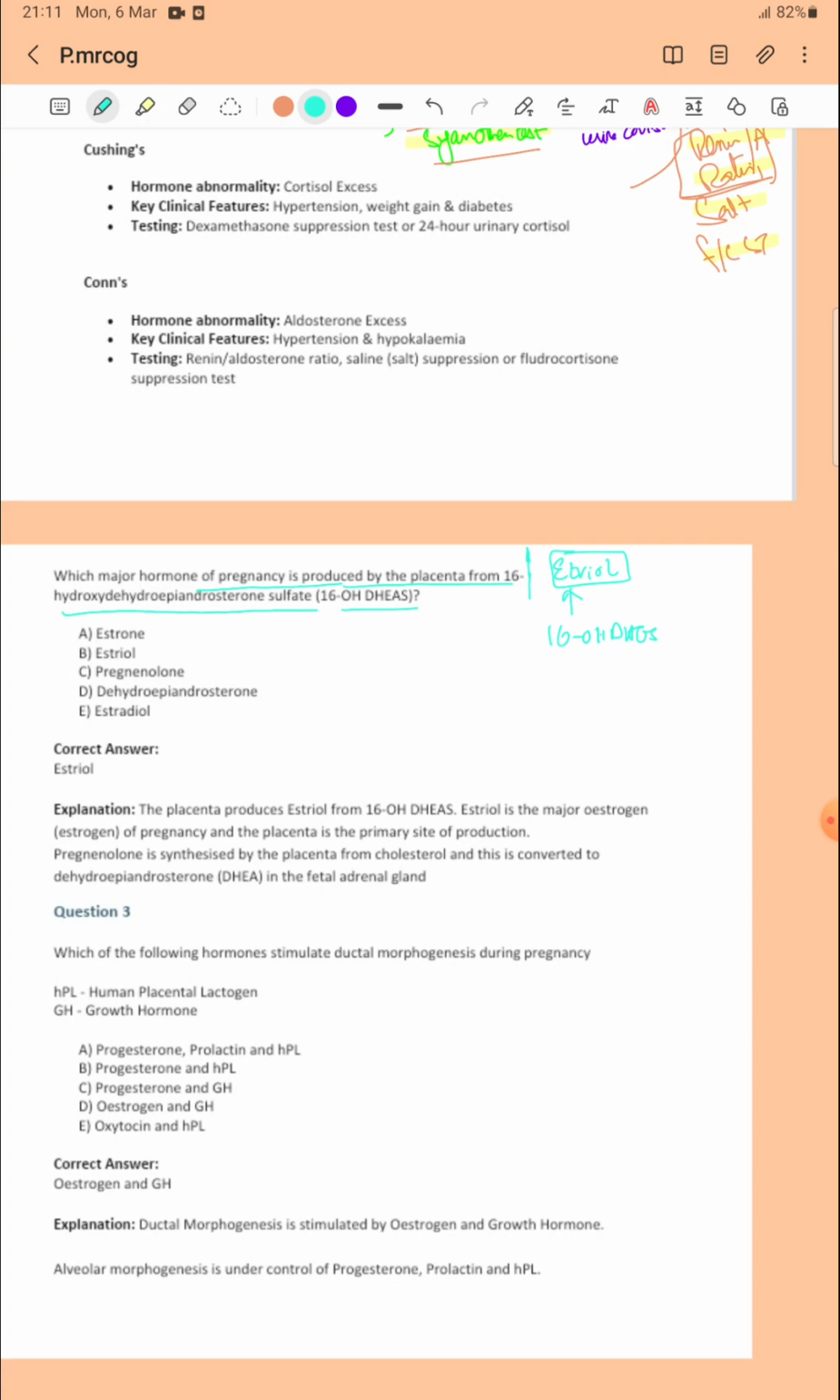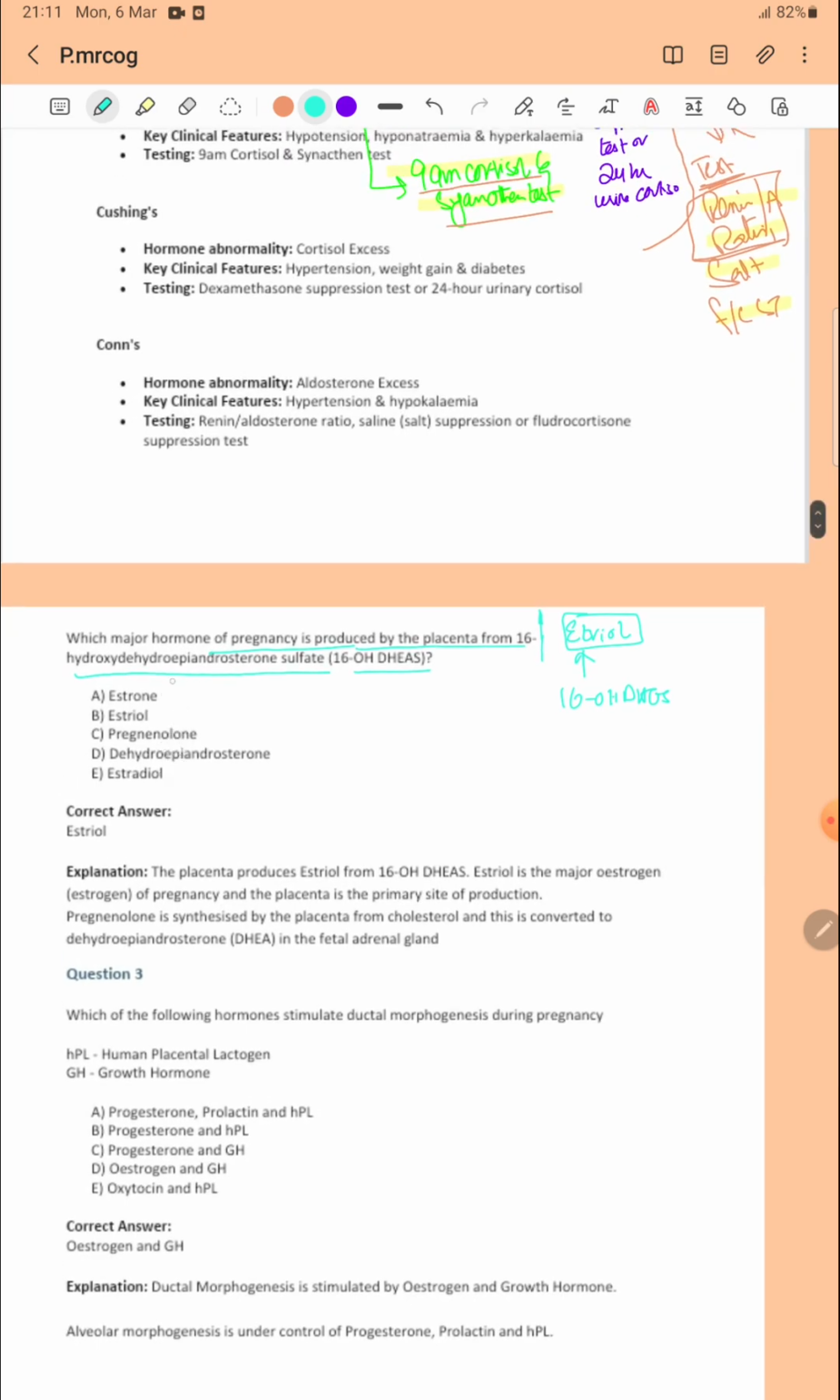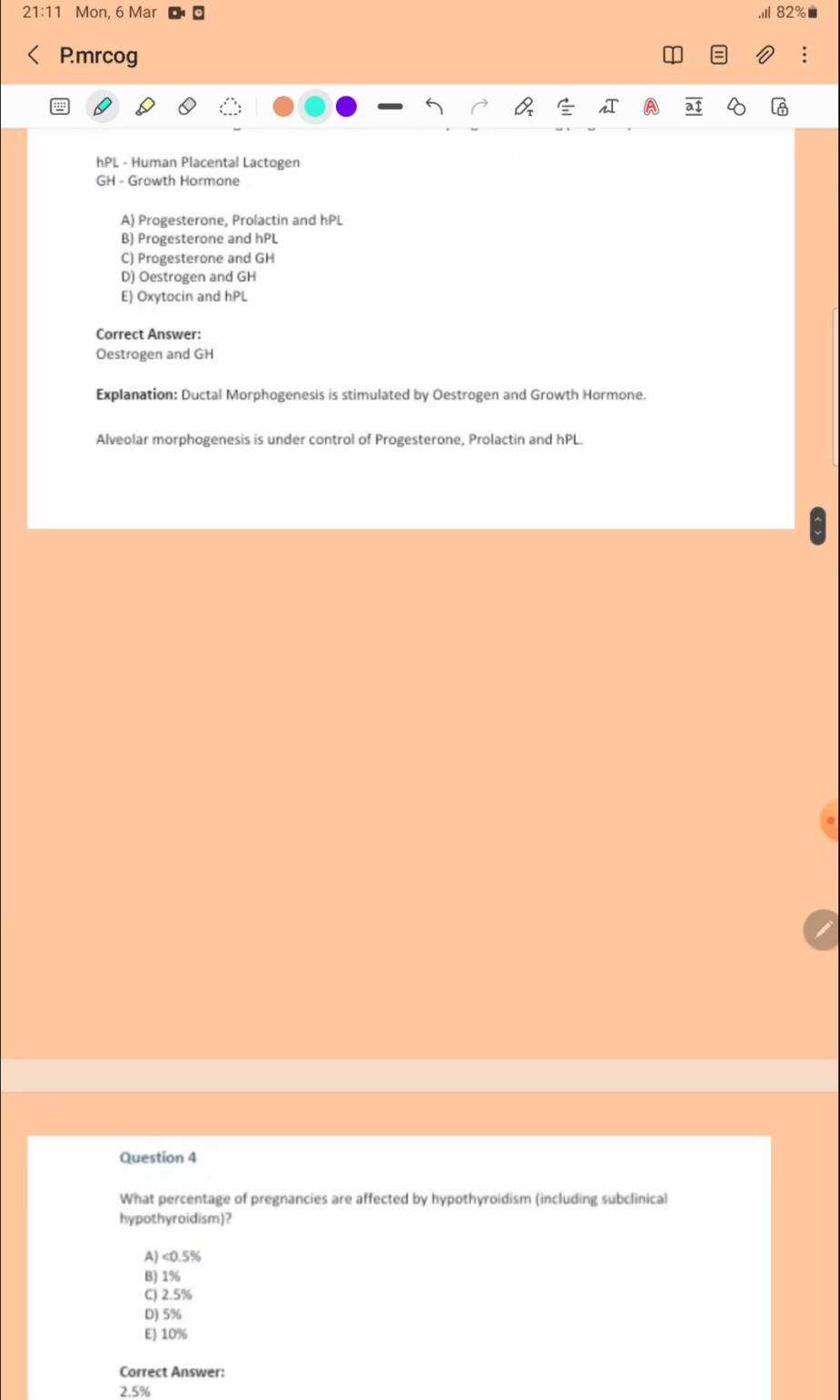So estriol is the major estrogen of pregnancy, and the placenta is the primary site of production. Pregnenolone is synthesized by the placenta from cholesterol, and this is converted to dehydroepiandrosterone in the fetal adrenal gland. So what was the question? Which major hormone of pregnancy is produced by the placenta from 16-OH DHEAS? The correct answer is estriol, so option B is correct.